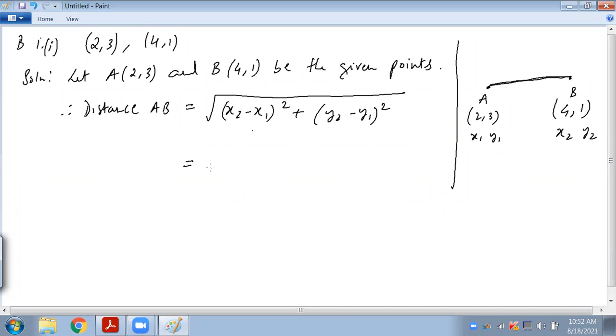So how to find the distance AB? We're going to use this formula, and in this formula put the values. x2 is how much? 4 minus... you're going to see the rough work. In the rough work, you can mark it x1, y1, x2, y2. So any point can be (x1, y1), any other point can be (x2, y2). Instead of A, I can write (x1, y1) for B also, and (x2, y2) for A also. Now put the values.